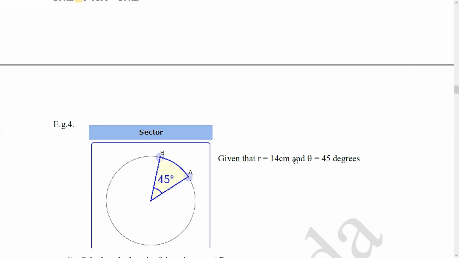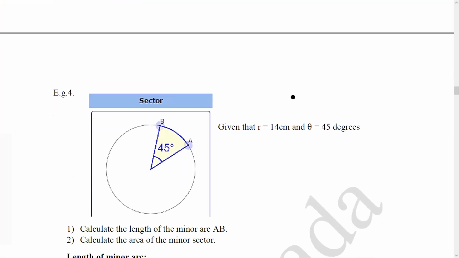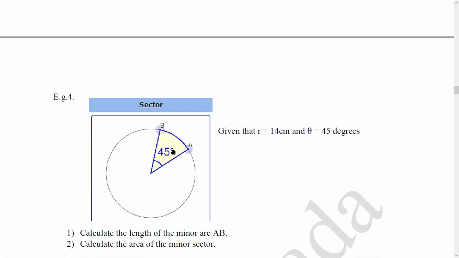Right. So this is what a sector looks like, right? In this case, we are given 45 degrees. We are asked to calculate the length of the minor arc AB. So this is the arc here from the diagram. You're also supposed to remember that it's part of the circumference, right? And then we are also asked to calculate the area of the minor sector. That's here. They give us the radius as 14. So from the center to the circumference, this piece here is 14. This piece here also is 14, right? And they tell us that theta is 45 degrees.